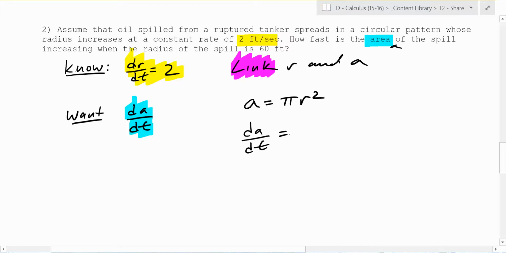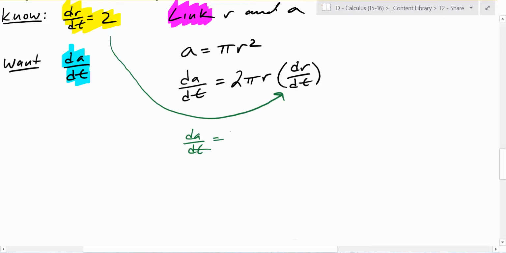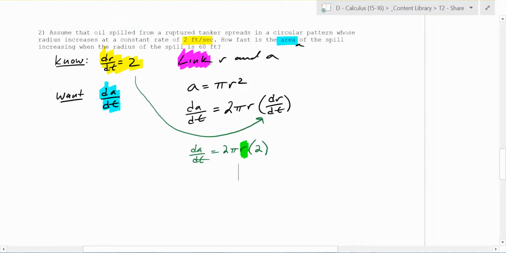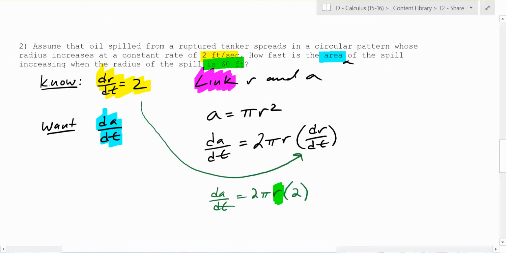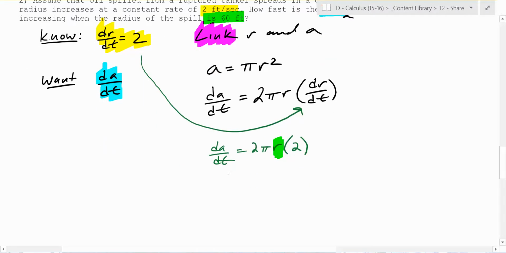What do you drop to the front? 2 pi r times what? dr dt. Yeah, like that. Is equal to 2 pi r times what? Times 2. Now there's one thing left we have to find a value for. It's that r value, right? Oh, is that already there? Yeah. The radius of the spill is 60 feet, right? So where does that go? Oh, we put 60 in there, and what do we get? dA over dt is equal to 2 pi times 60 times 2. So what is that? 240 pi? What's the units on this? Be really careful. What's the units?